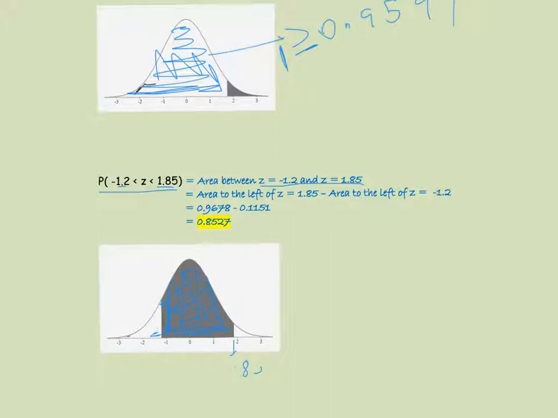that tiny area, which is the area to the left of negative 1.2. If I could somehow find the area to the left of negative 1.2, then that would give me the area between negative 1.2 and 1.85. The area to the left of negative 1.2 is 0.1151. So the total area to the left of 1.85 minus the area to the left of negative 1.2 gives us the area that we need, that is the area between negative 1.2 and 1.85.